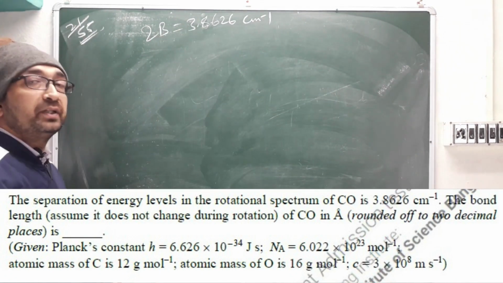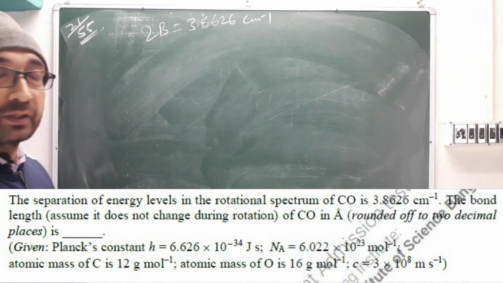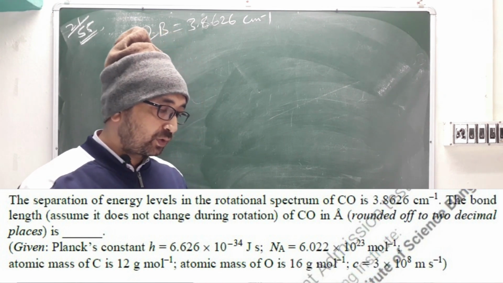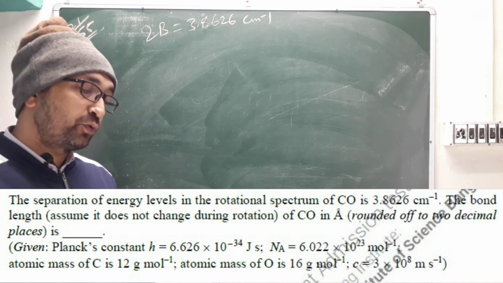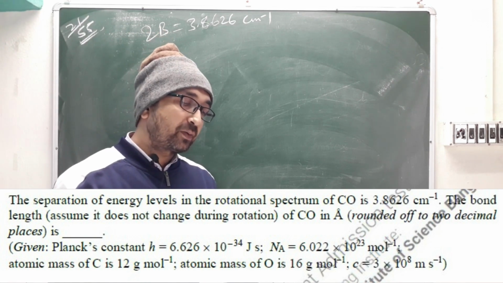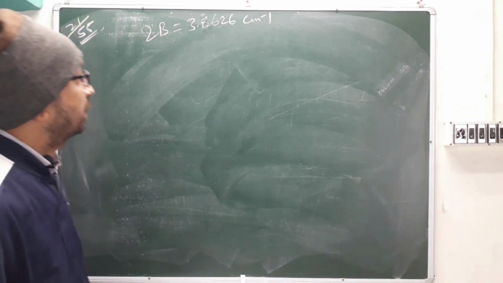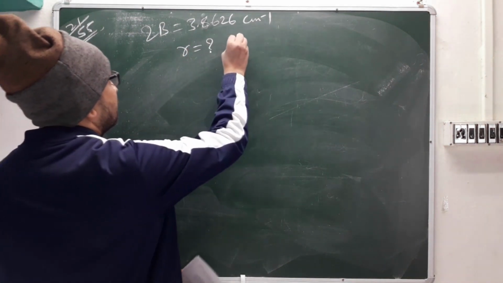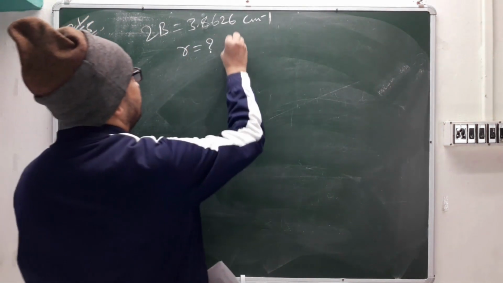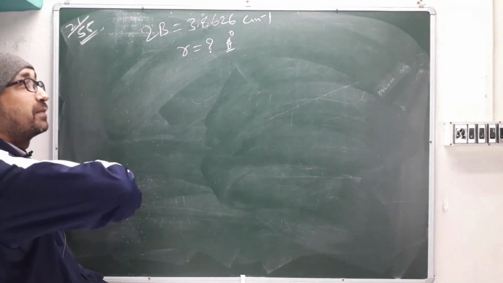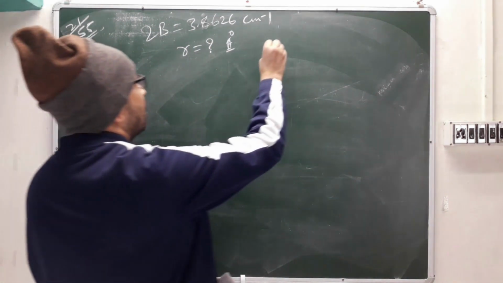So the 2B value they are saying. So directly you have to calculate B, right? And then the bond length. Now they are saying assume it doesn't change during the rotation. So it is fixed, they are saying. The bond length of carbon monoxide in angstrom. So they want the bond length, meaning the R value, in angstrom. Okay, this R value they want. B value they have given. So for B, how much will it come?